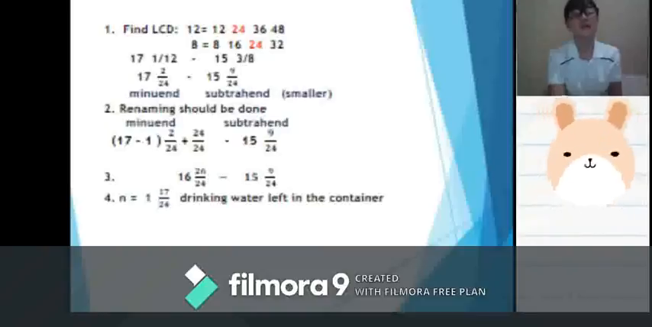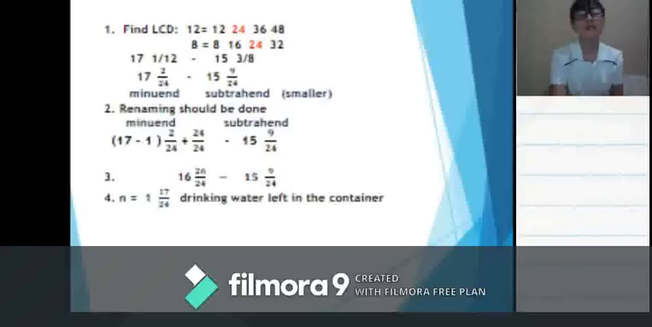Again, subtract whole number from whole number. 16 minus 15, the answer is 1. And then 26 minus 9, the answer is 17. And then copy the denominator of 24 to complete this mixed number. And the answer now is 1 and 17 over 24.